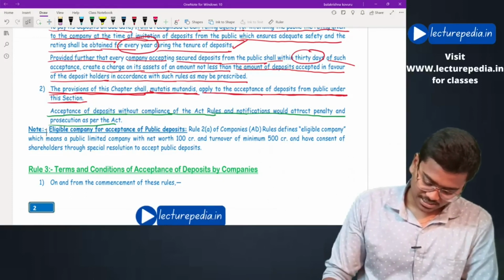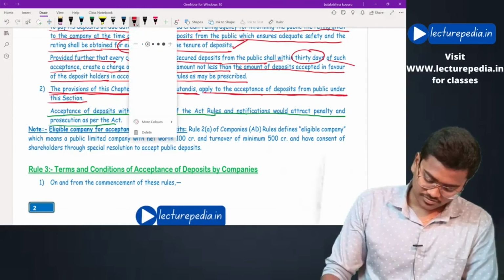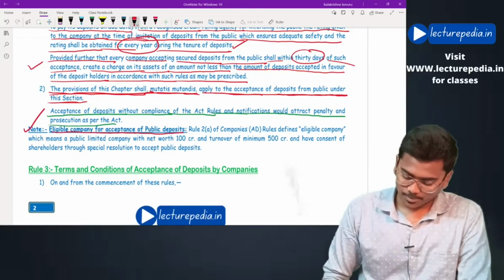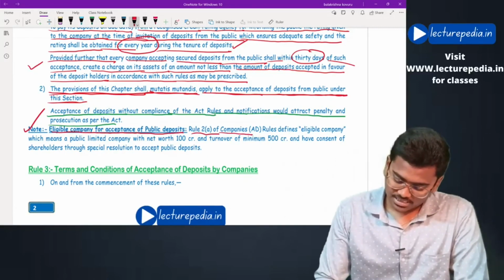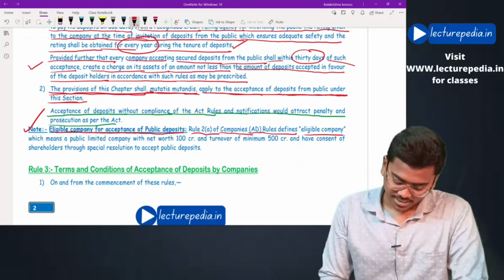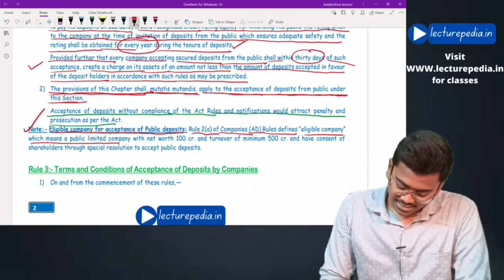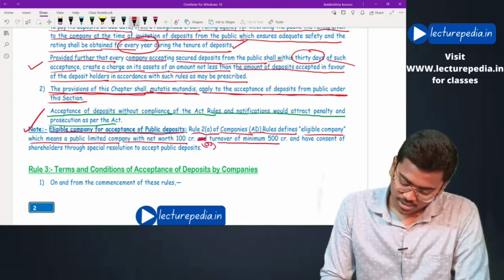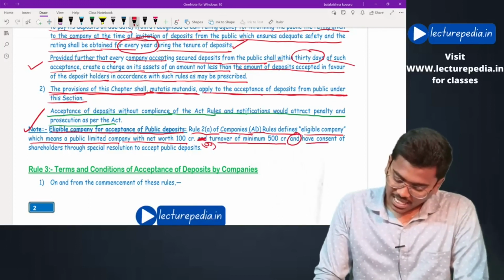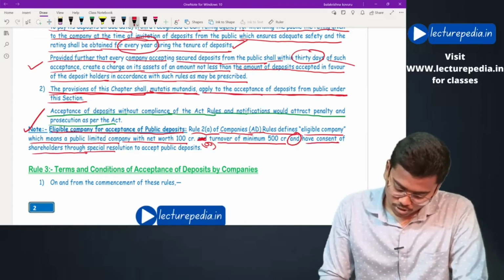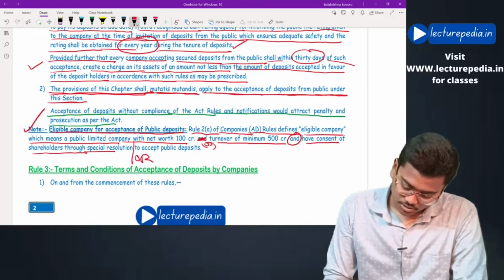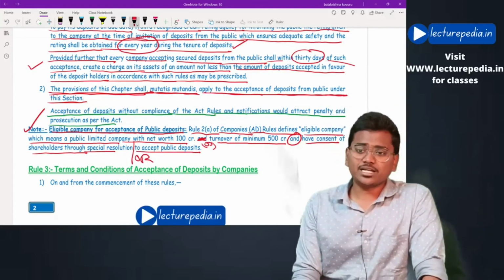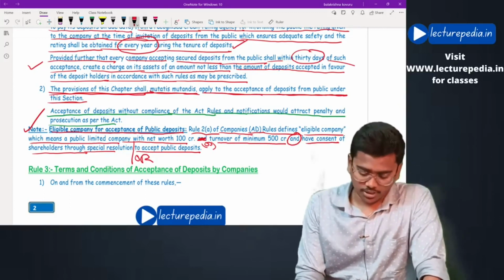Basically, I think you have to make a correction in this definition. See, eligible company for acceptance of public deposit. Rule 2A of the Companies Acceptance of Deposit Rules defines eligible company, which means a public company with a net worth of 100 crores. Here you write, or turnover of minimum 500 crore, and having the consent of shareholders through special resolution or ordinary resolution to accept public deposits. While I am giving the material to you, I will make these changes and give it to you. Okay, don't worry.